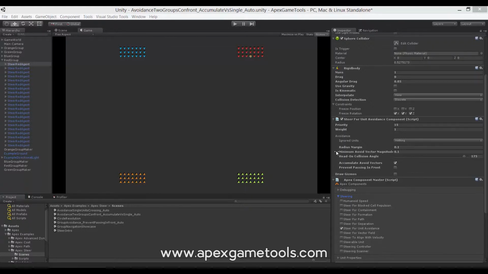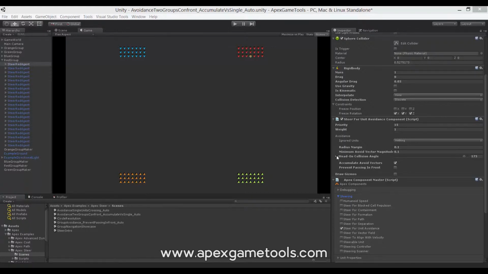Next we have the minimum avoid vector magnitude. This is basically how low the avoid vector can be for it to actually be applied. So this is to avoid having too small avoid vectors and have jittery behavior.